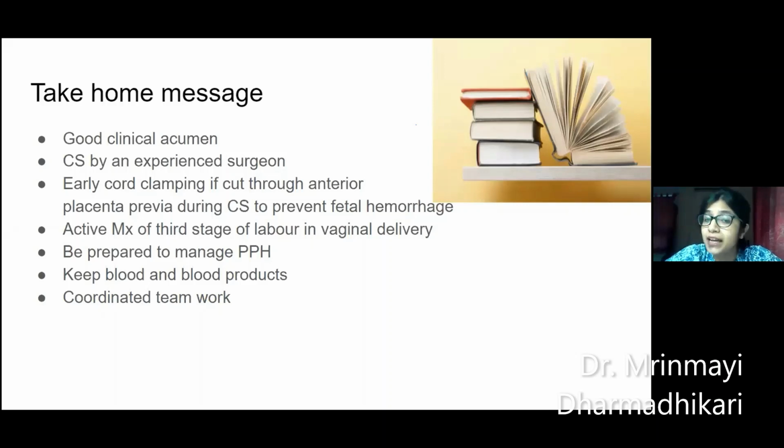Be prepared to manage postpartum hemorrhage. Keep your blood products ready. Inform the blood bank. Coordinated teamwork is going to go a long way for optimizing the management of these patients. Not only the maternal, but also fetal outcome will be optimized.